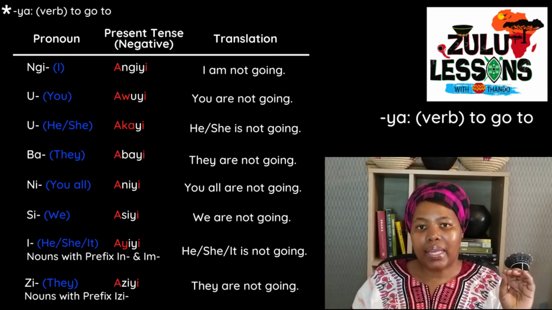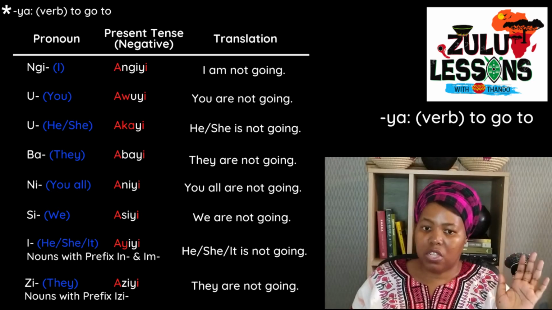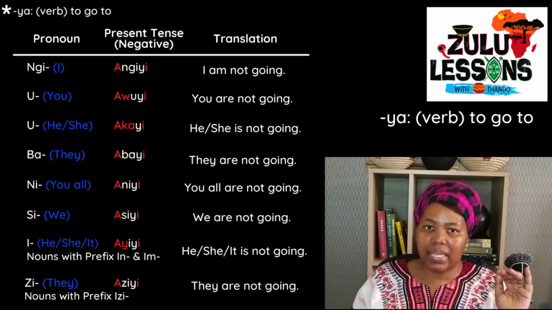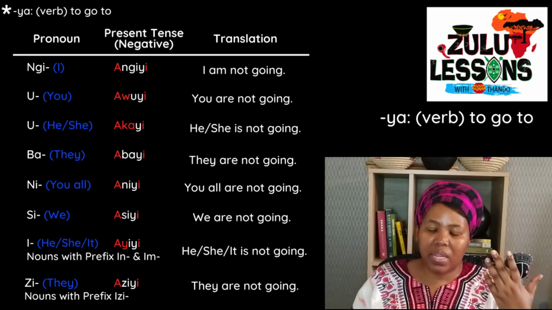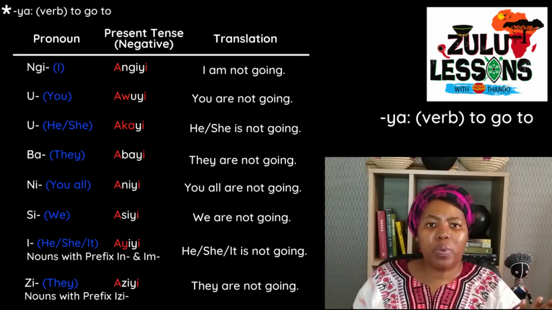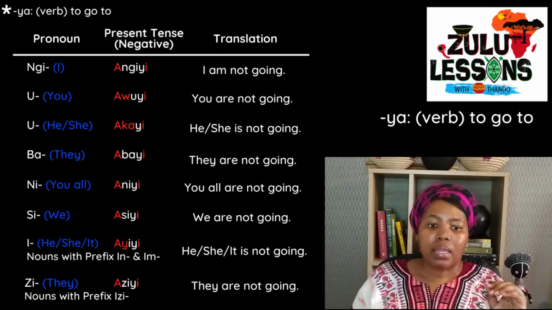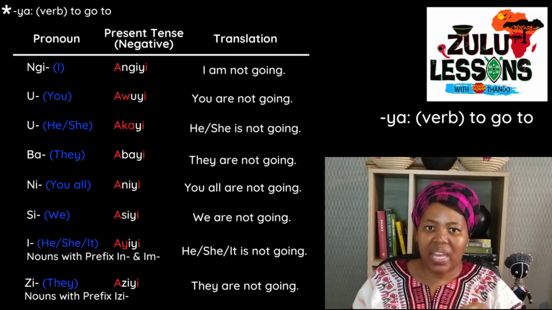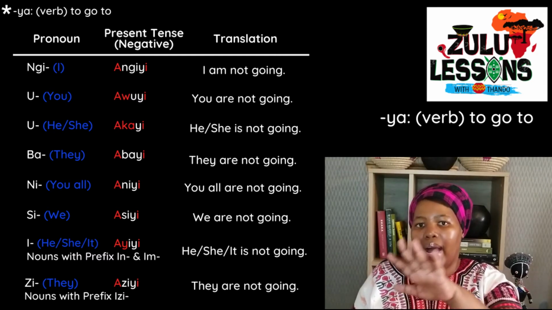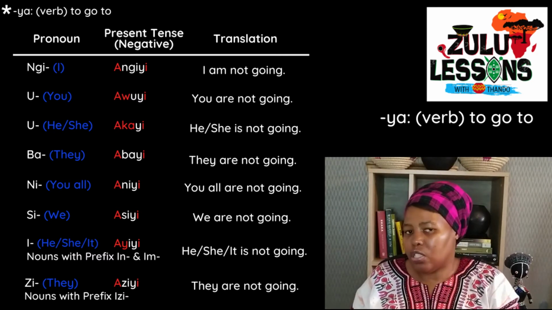Akayi, that's he or she. She is not going, he is not going. And how do you remember this one? Simply by memorizing it. You just have to practice over and over and memorize it. It is simply aka. And then they are not going. Abayi. And then you all are not going. Ani, you are not going. Asi, we are not going.